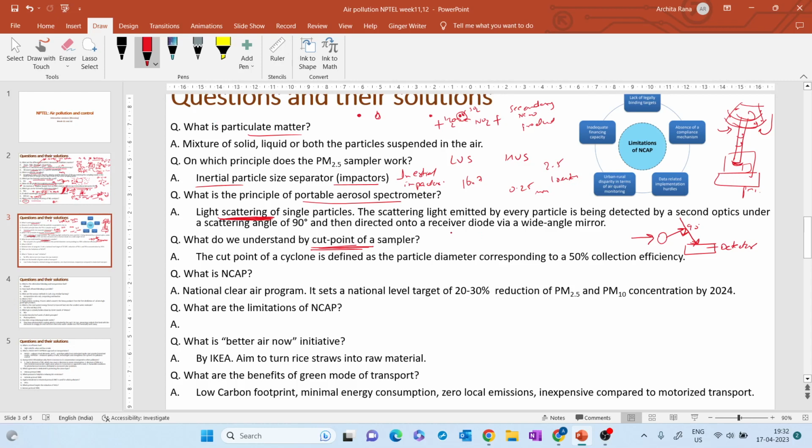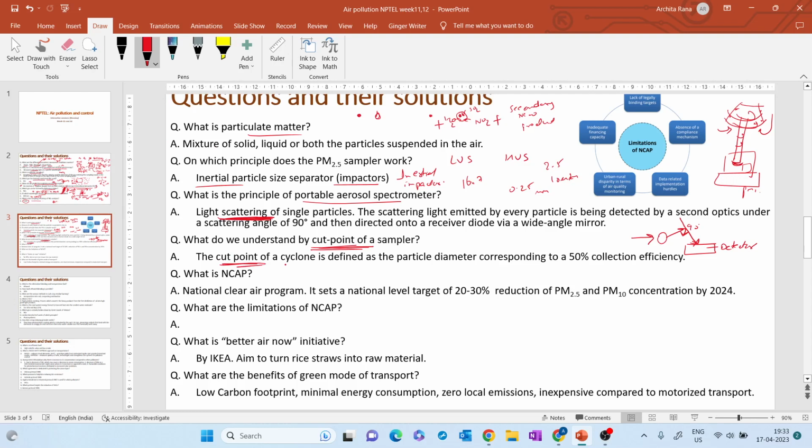Cut point is the diameter of the particle at which it can collect at least 50% of the particles of that size. Okay, minimum 50% of the particles of that size should be collected. That is what it means by cut point. So I believe you should understand this.